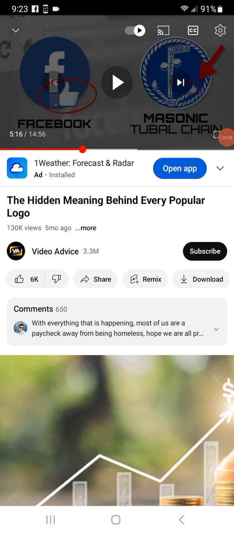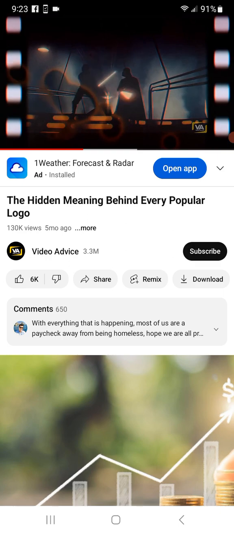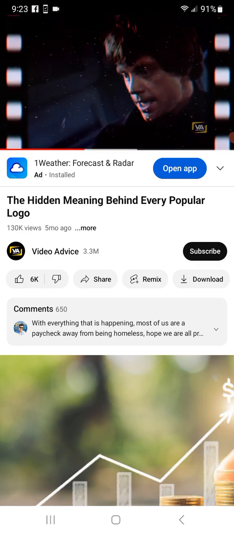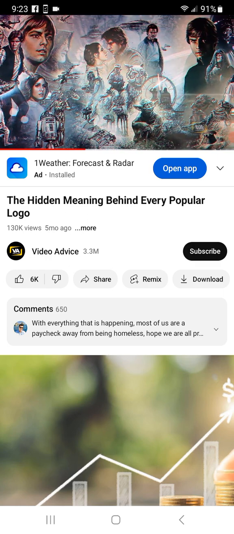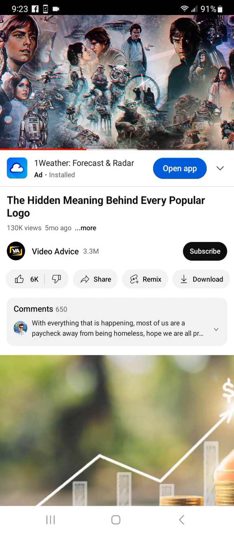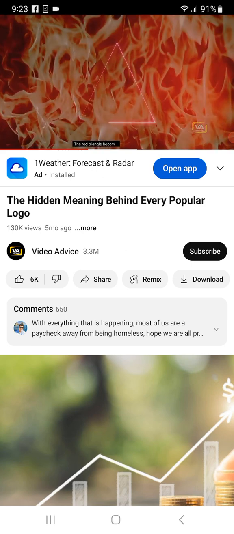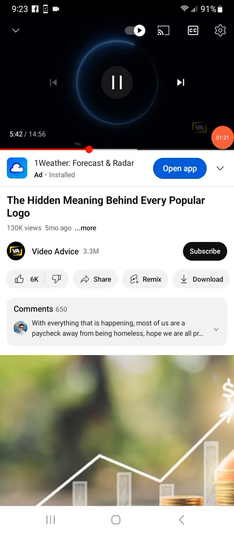So we are at the 5-minute and 16-second mark of hidden meanings behind every popular logo. Movie, he's fighting his father, and in the third movie, he vindicates and validates his father by becoming the son that he has to become. And so the symbolism here is fascinating and amazing. And then you take it one step further and you add elements to these three shapes and three colors. And so the red triangle becomes the element of fire. The green, the blue circle.